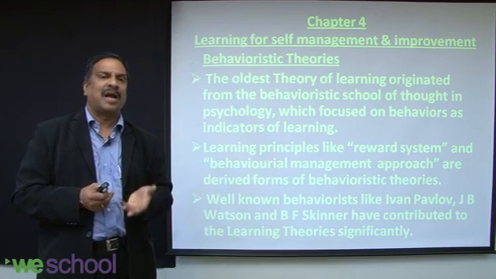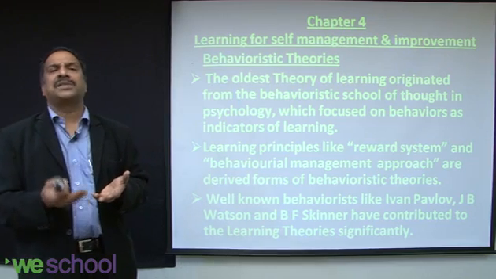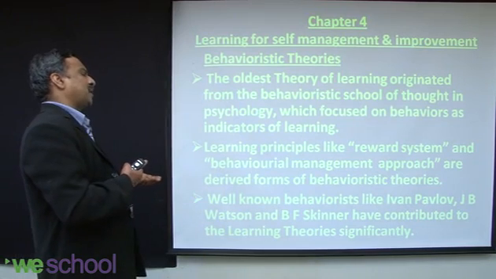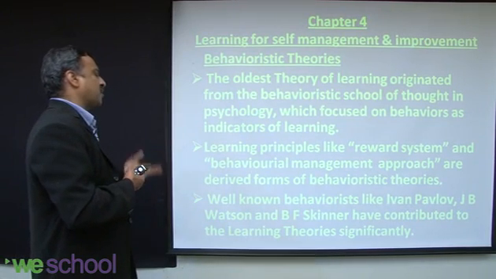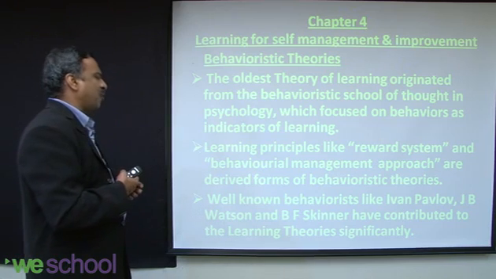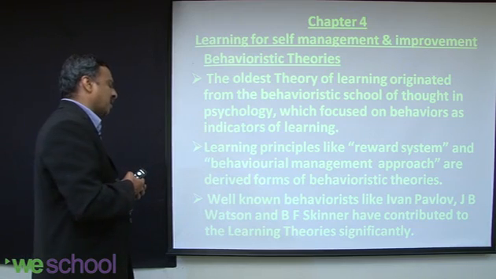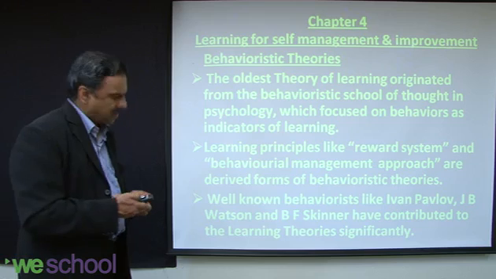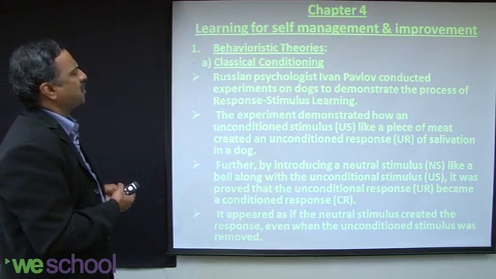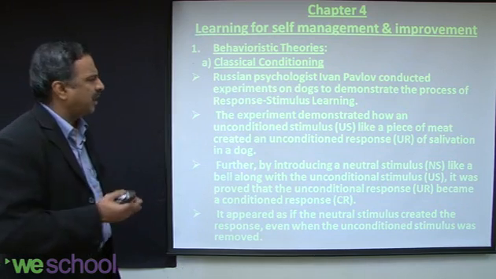Learning is something abstract, but if you have learned, it shows in the form of an action called a behavior. It's seen in the behavior. Learning principles like the reward system and behavioral management approach are derived forms of behavioristic theories. Now these two we'll be explaining. Well-known behaviorists like Ivan Pavlov, J.B. Watson, B.F. Skinner have contributed significantly to learning theory. Taking it further, the first behavioristic theory we are covering is known as the classical conditioning theory of learning.